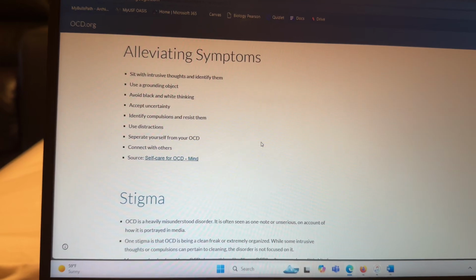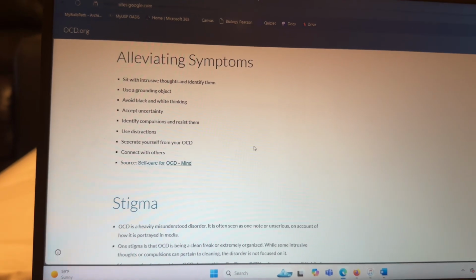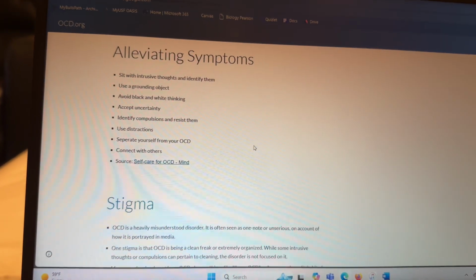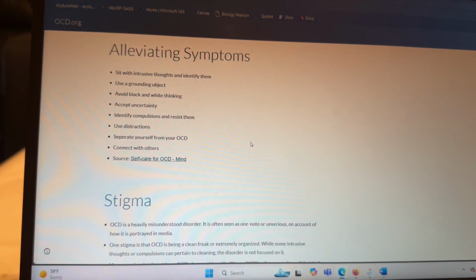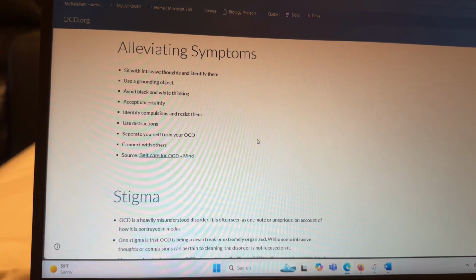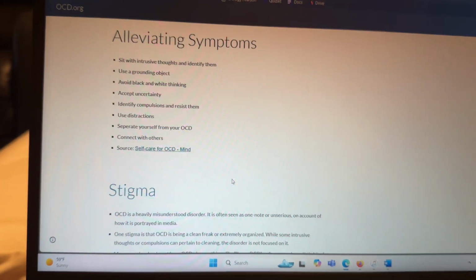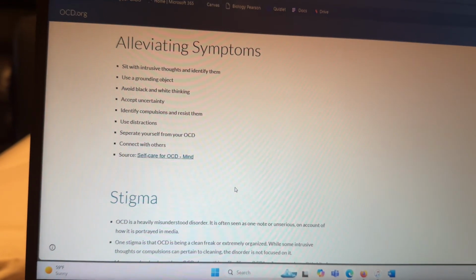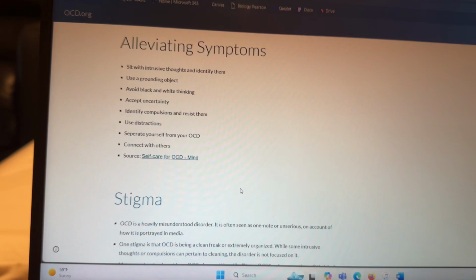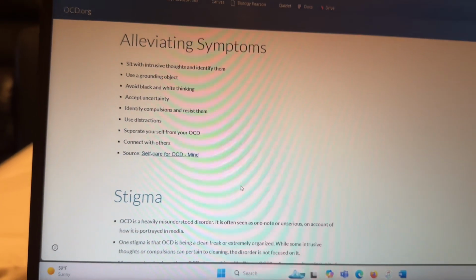And then onto the compulsions, identify them and resist them. So if you're doing something like closing a door, realize that that's a compulsion, and then try to either limit it or stop doing it or delay it. And then you can also use distractions. So if you're doing something, then just try to think about something else or give yourself a goal.